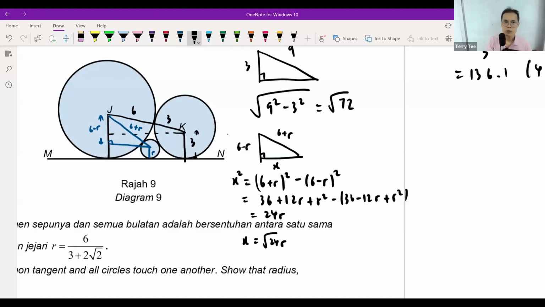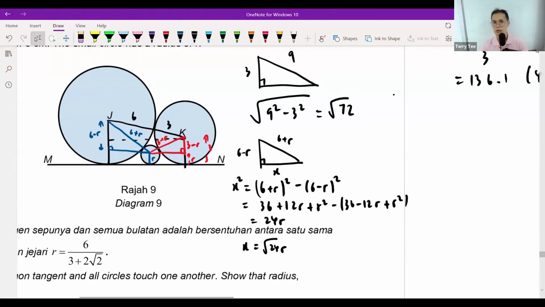Now we focus on the other triangle, this side. Join these together. Now the length from here to here, if this is small r, that's 3. So this is 3 plus r now, whereas this side is going to be 3 minus r, because the length from here to here is 3. This side is r. Height is 3 minus r. The triangle is 3 minus r. So let me redraw my second triangle over here.